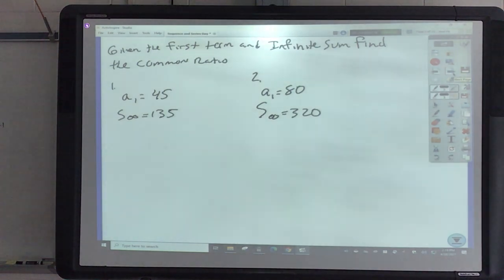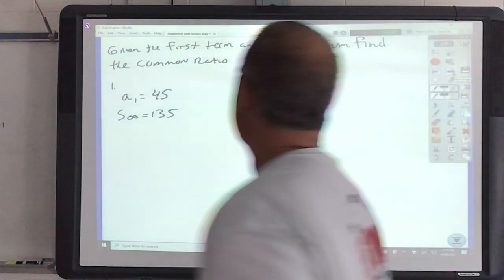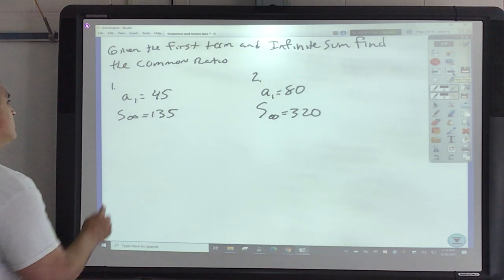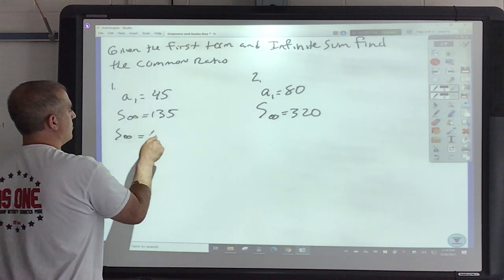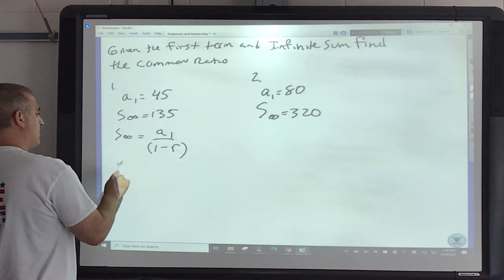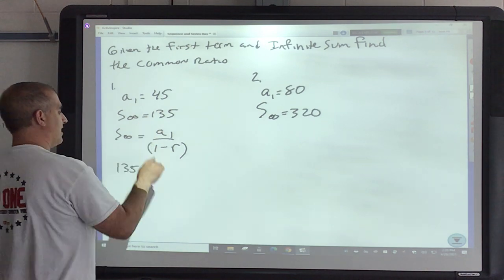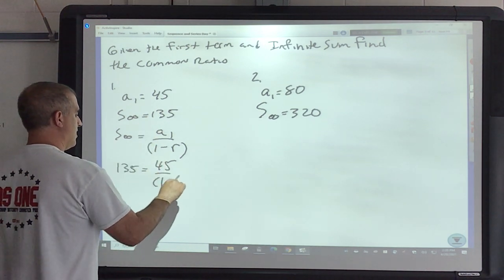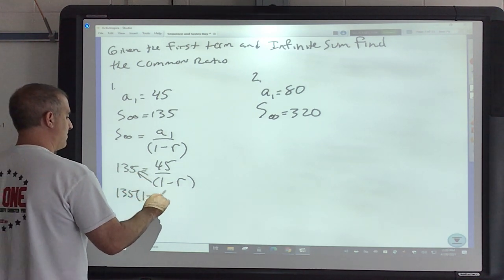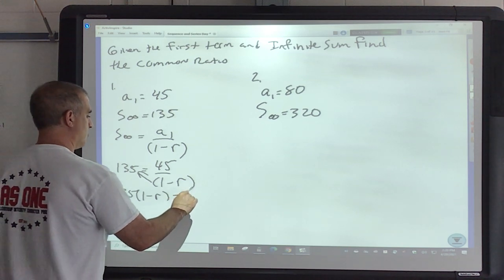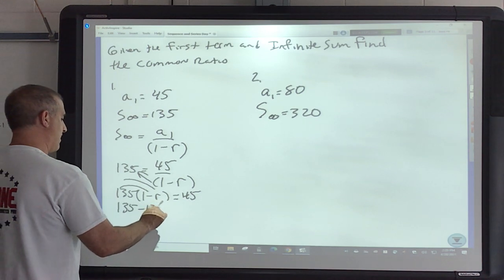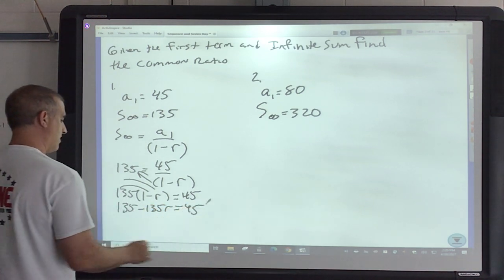Now, here's the next question. Some more applications says, given the first term and an infinite sum, find the common ratio. So what you have to do is understand that the sum is equal to A1 over 1 minus R. So I can just substitute in for the infinite sum and for this. Now, what I would do is cross multiply that up. So 135 times 1 minus R equals 45. So I would distribute that. It's going to be 135 minus 135R equals 45.